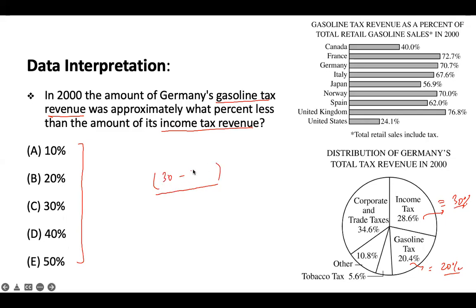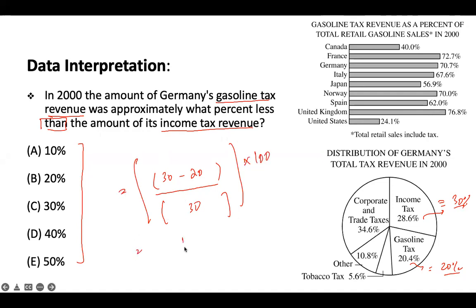Bigger minus smaller. And one more thing, in this question, there is sometimes confusion about what value will be in the denominator. The question says percent less than. Whatever the thing is after the "than", that will be the denominator. So the amount of income tax revenue, what is that? That is 30%. And you need to find a percentage change. So that will be 100.